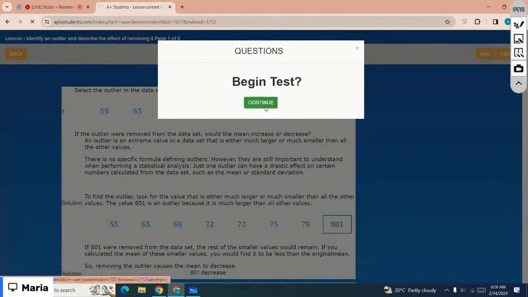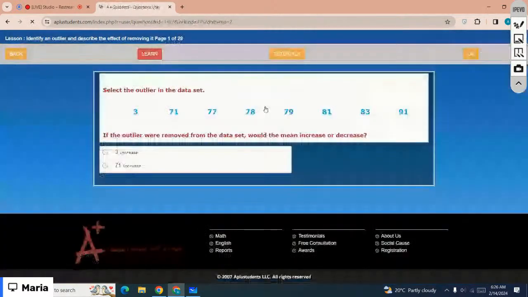Select the outlier in the dataset. If the outlier were removed from the dataset, would the mean increase or decrease? Here the outlier is 3, and the outlier is very small. Because of 3, the mean is smaller. If you remove the 3, the mean is increased because you remove a smaller number. So if you remove 3, the mean is increased.